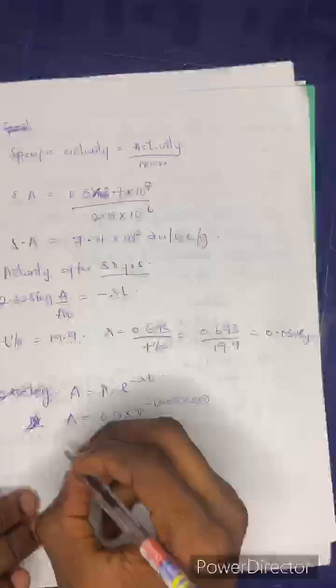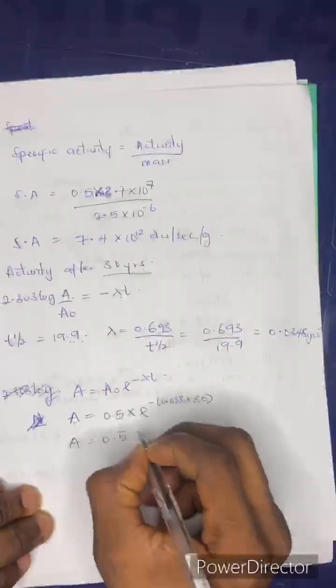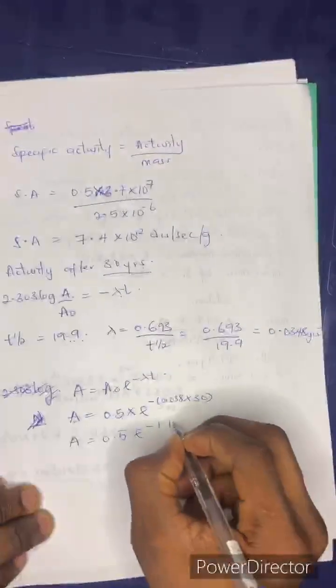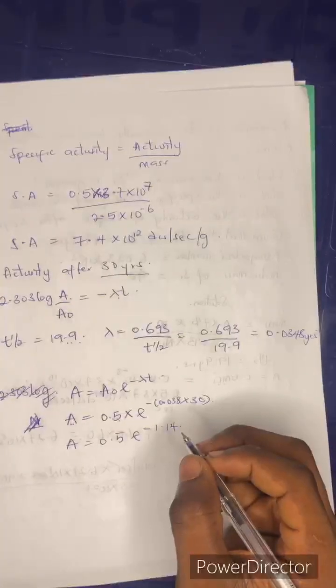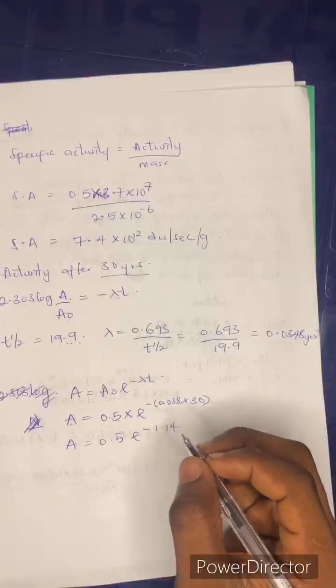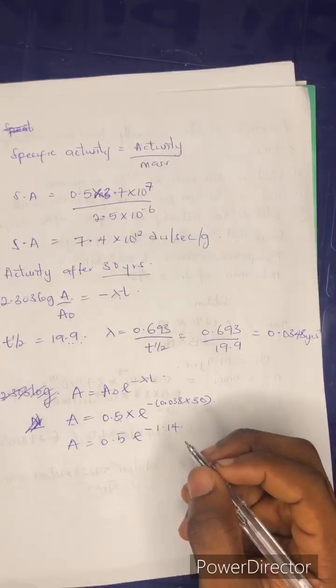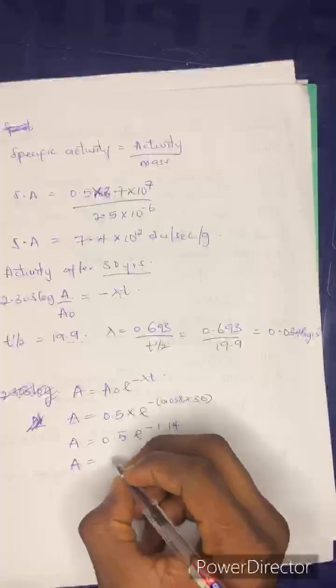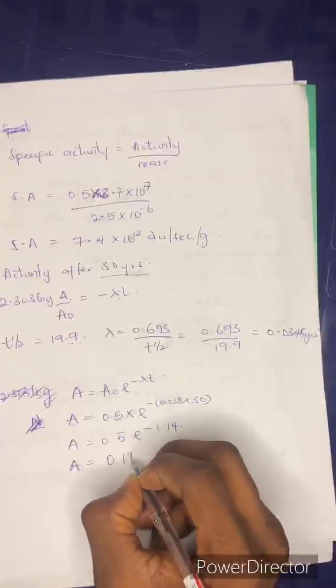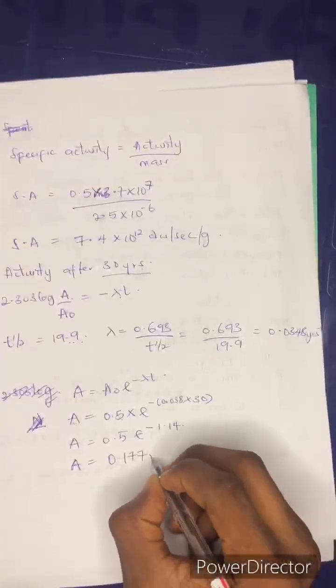So that's A equals 0.5 exponential minus 1.14. Let me see if my calculator can do that. Exponential minus... I know you should be getting A equals 0.177 millicurie.